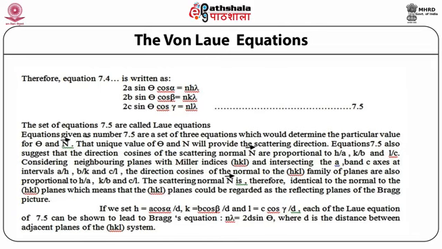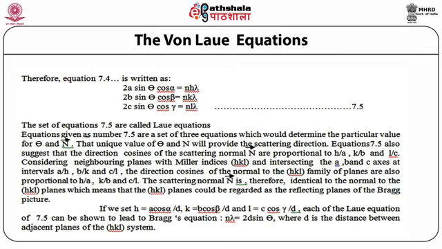If we set H equal to A cos alpha by d, K equal to B cos beta by d, and L equal to C cos gamma by d, each of the equations of 7.5 can be shown to lead to the Bragg equation n lambda equal to 2d sin theta, where d is the distance between adjacent planes of the HKL system.